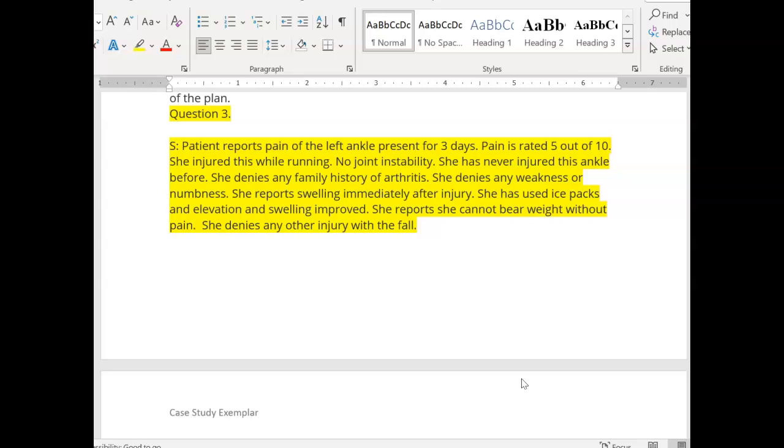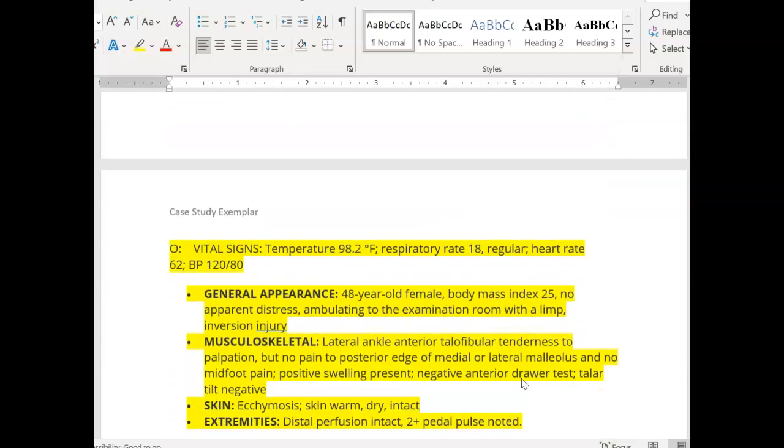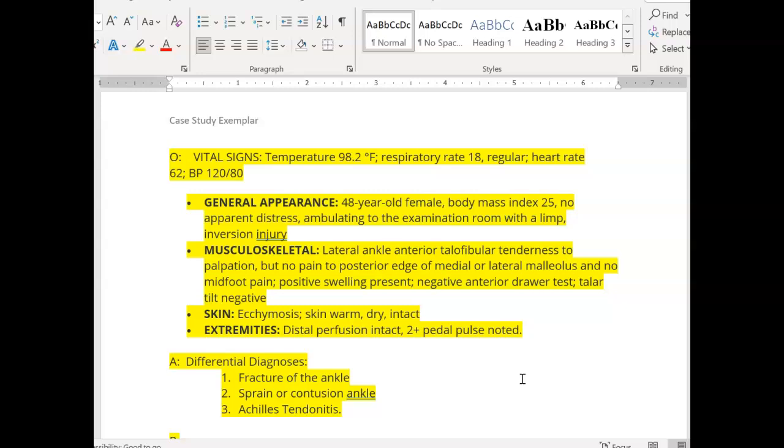She denies any family history of arthritis. She denies any weakness or numbness. She reports swelling immediately after the injury. She has used ice packs and elevation and swelling did improve. She reports she cannot bear weight without pain, and she denies any other injury with this fall. Okay, so I added my vital signs here, and now I'm going to make up what I think her exam is going to look like.